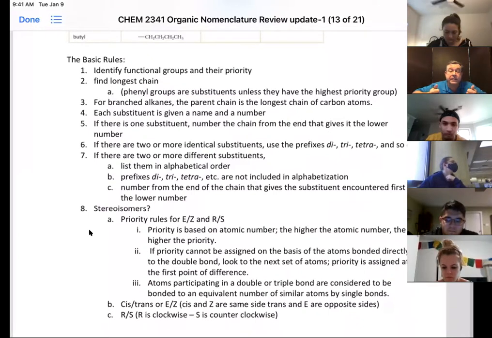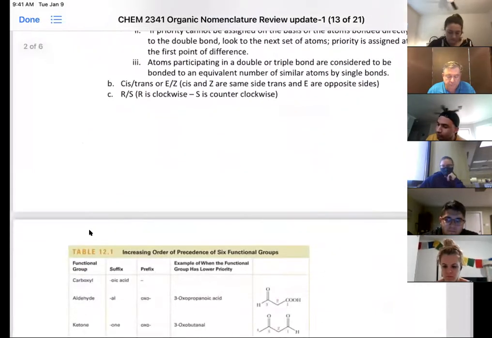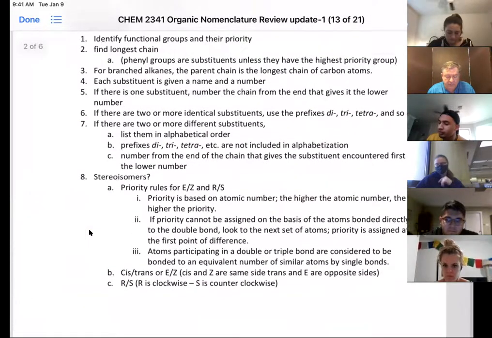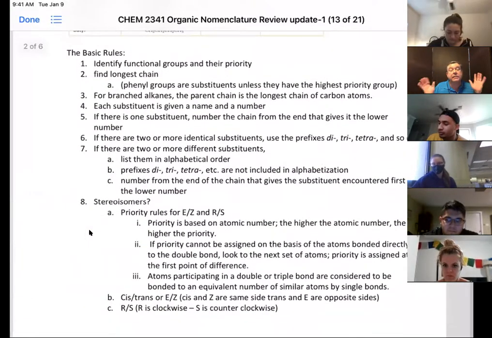Then remember our E and Z rules. Don't worry about R and S. We're not going to do R and S yet. But the E and Z are things you do have to prioritize in this particular one. And then in chapter 5, we'll learn the R and the S. But luckily, it's the same priority rules. All right. Any questions about this organic nomenclature review?